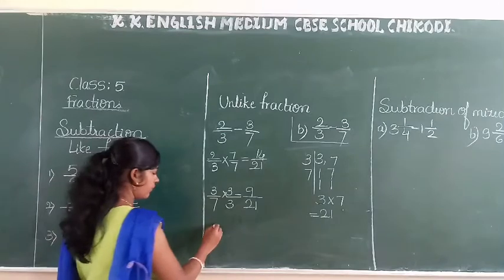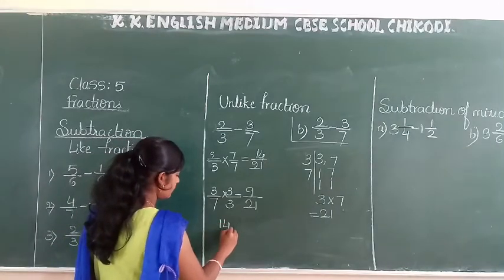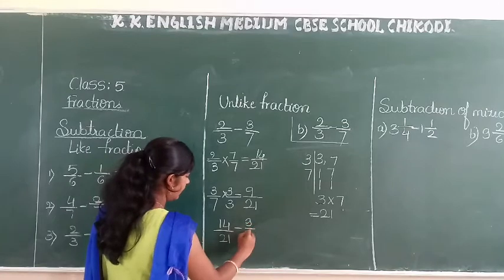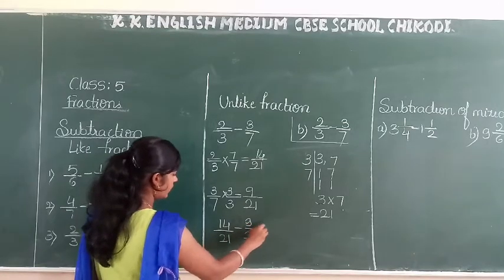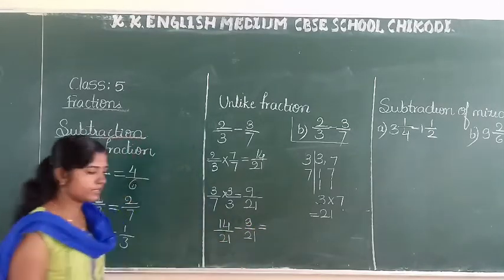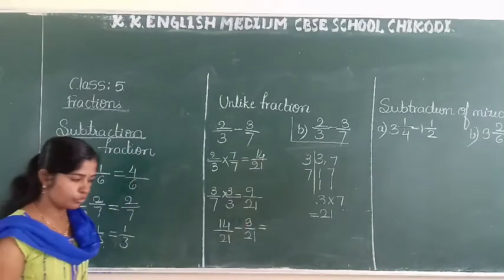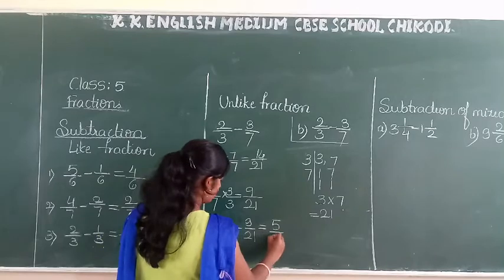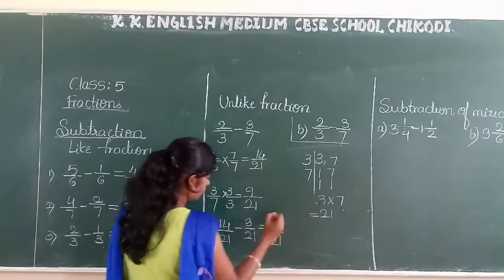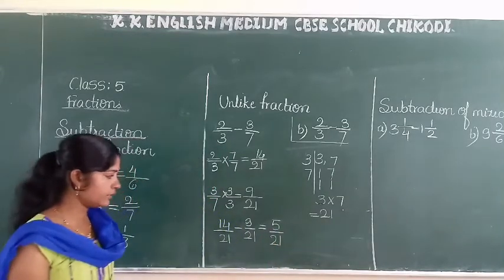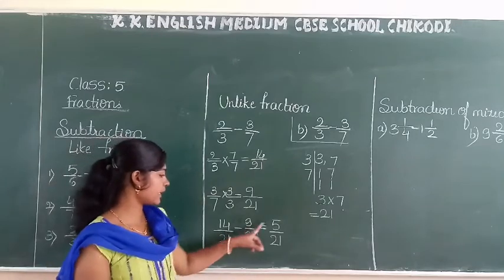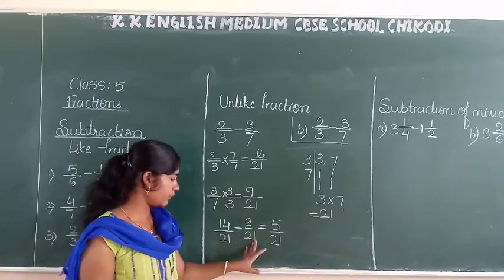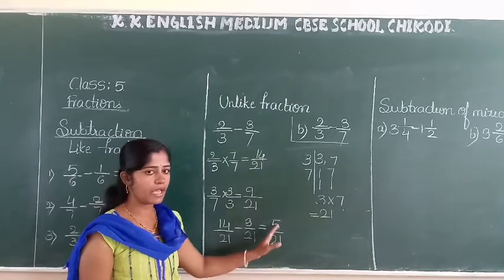Next step what you have to do? 14 by 21 minus 9 by 21. Okay, then tell me 14 minus 9 is 5. 14 minus 9 is 5. And the denominator 21. Don't write 0 here. 14 minus 9 is 5 and the denominator 21 you keep as it is.